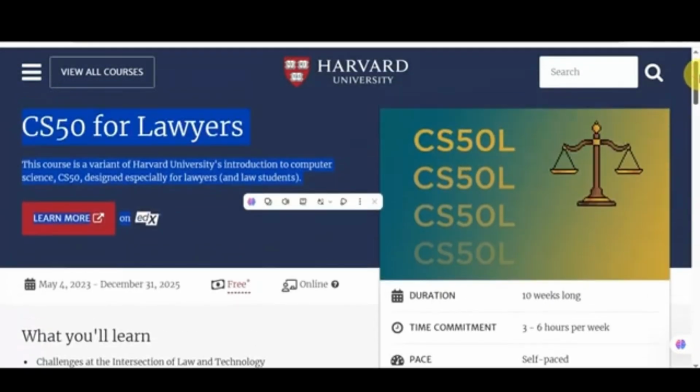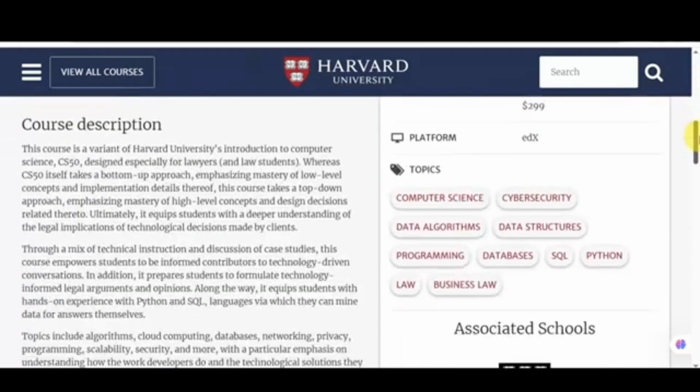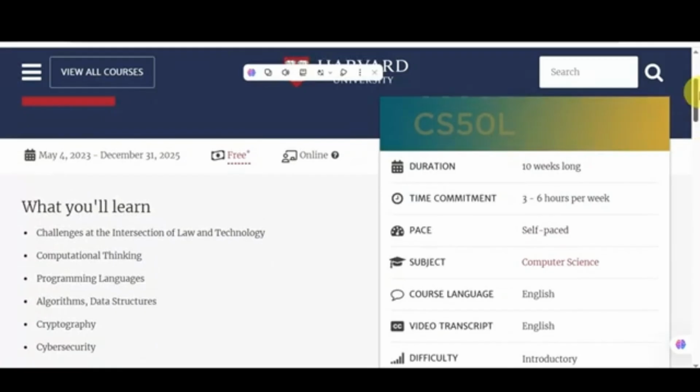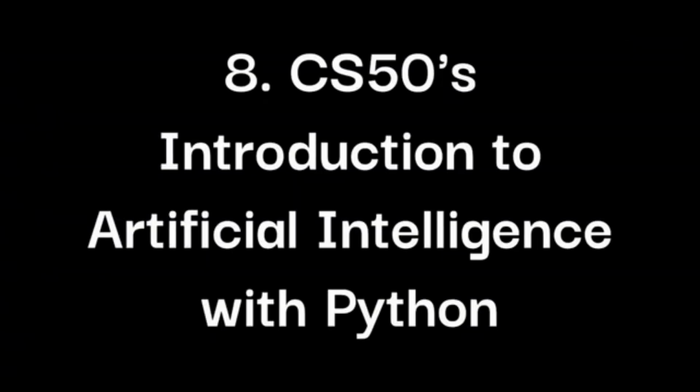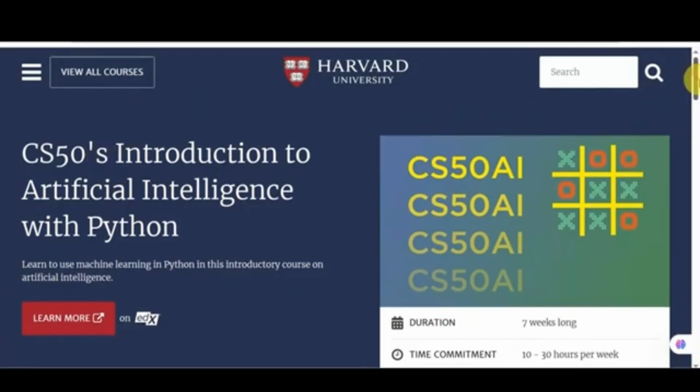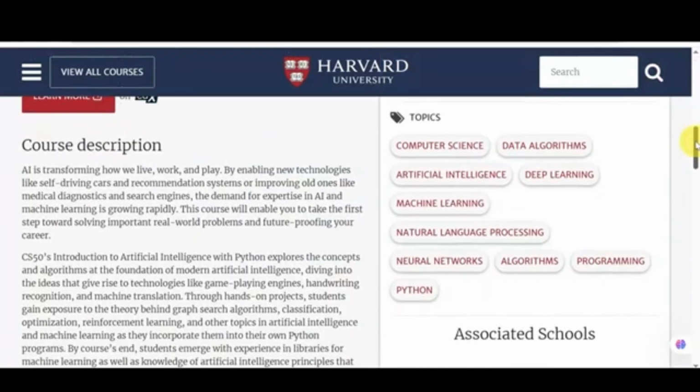7. CS50 for lawyers. This course is a variant of Harvard University's Introduction to Computer Science, CS50, designed especially for lawyers and law students. 8. CS50's Introduction to Artificial Intelligence with Python. Learn to use machine learning in Python in this introductory course on artificial intelligence.